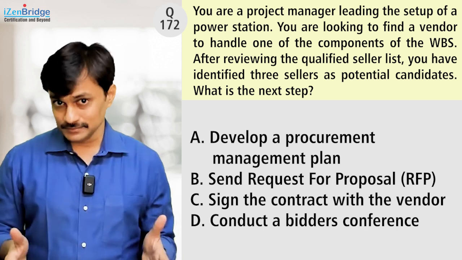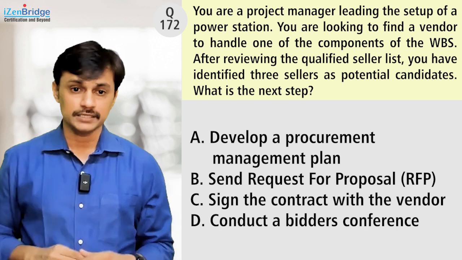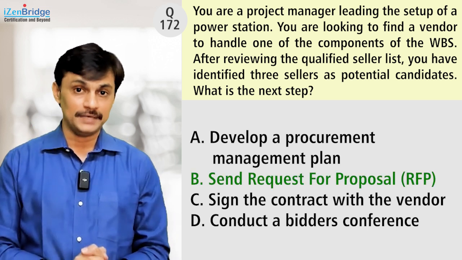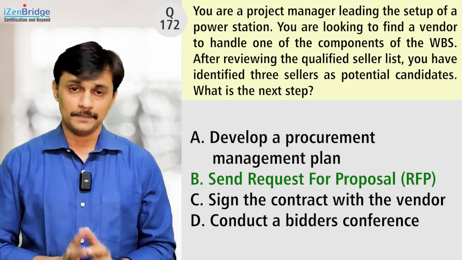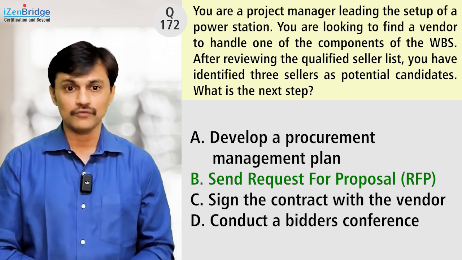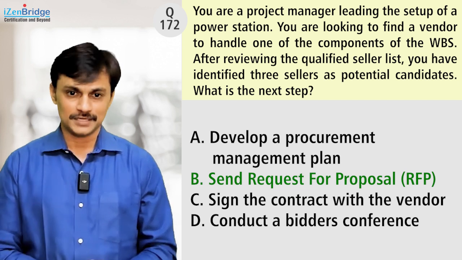And if I am answering it the way I was designing it, I was trying to make a sequence very clear. And I would say that you should select B, because you need to get the proposal first before you jump to a bidders conference. So I will go for sending an RFP, or request for proposal, before I go for a bidders conference.